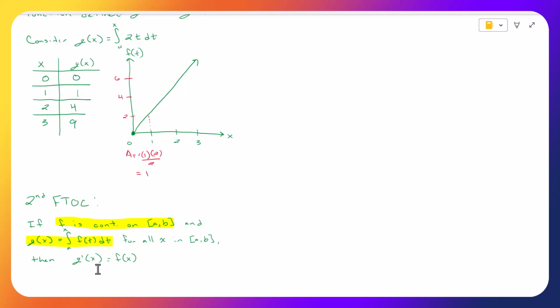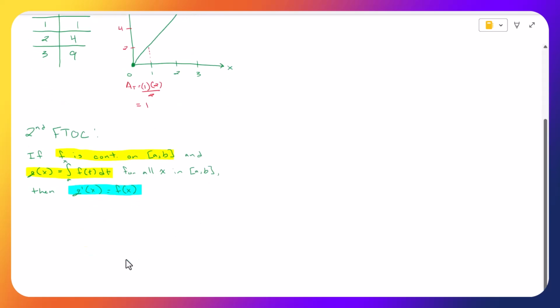Then our conclusion is that if we take the derivative of g of x, that's just going to give us f of x. And this is really our important thought here. This tells us about the relationship between integration and differentiation.